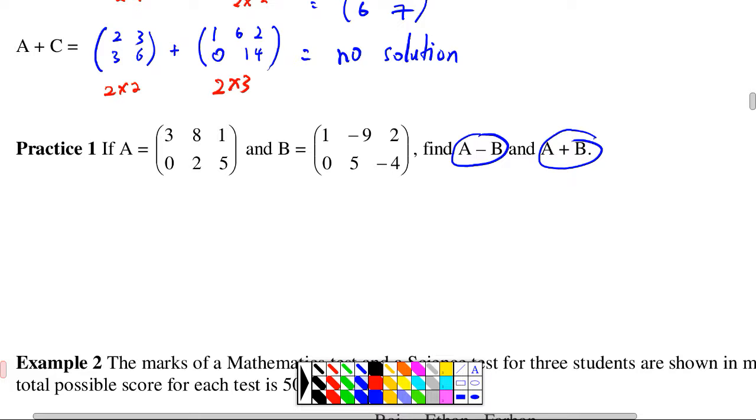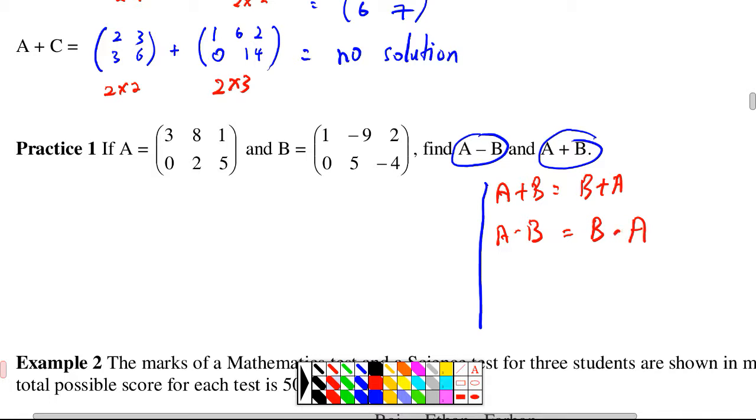So Marcus just taught us something very important. Let's all write it down. A plus B is equal to B plus A. A minus B is equal to B minus A. Which one is wrong? Minus. So is it equal or not equal? Not equal. So you write that down.